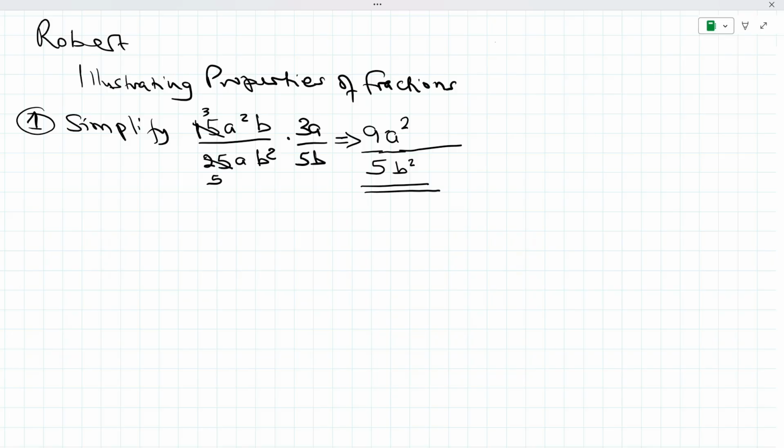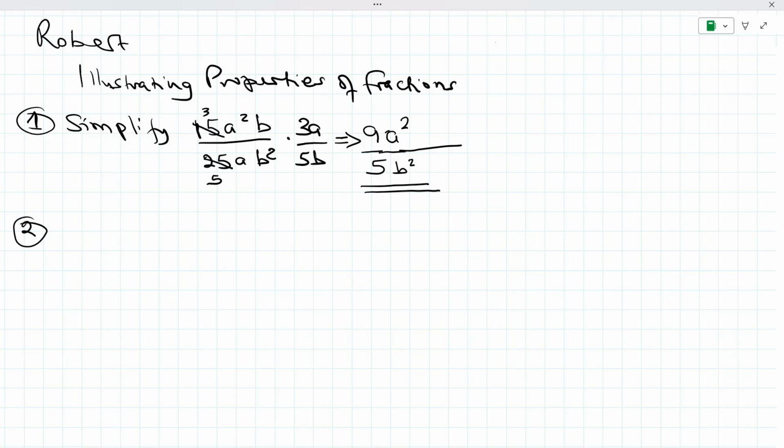Okay. All right. Now let's try another example. This time the example is a little bit more complex because it involves division. But knowing the properties of fractions and how we compute exponential values, we should be good to go.